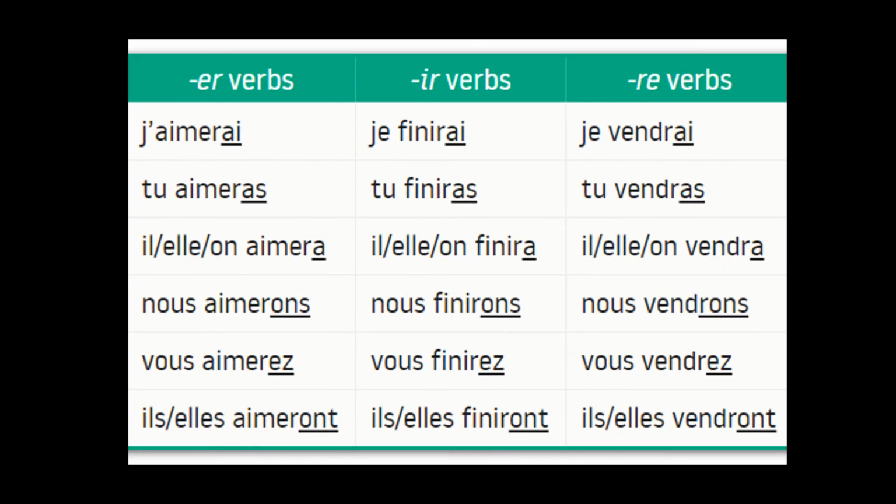Here are examples for you of the three regular families. See in the RE how the E has been removed before adding the endings. For the other two families, you take the full verb as it is and then you add the endings.